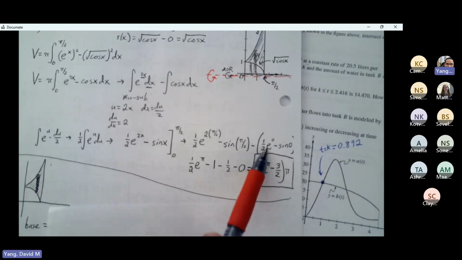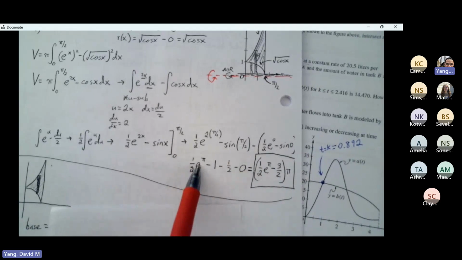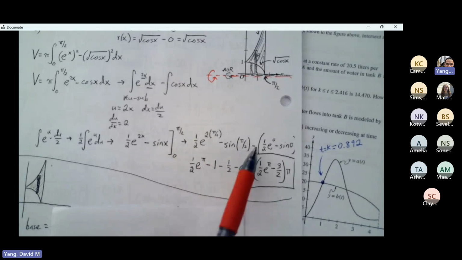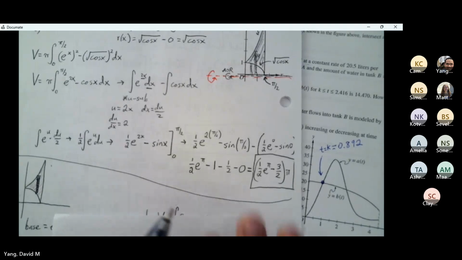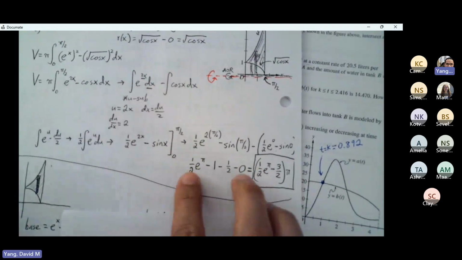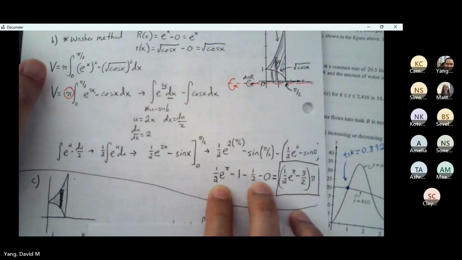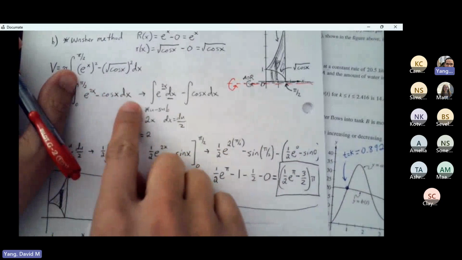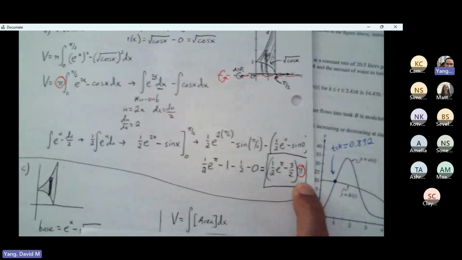Yeah, e to the 0 is 1, but there's a 1/2 in front of it. So 1/2 times 1 is 1/2. So we have 1/2 e to the pi minus sine of pi, which is minus 1, minus 1/2, minus 0. So this cleans up to be just 1/2 e to the pi minus 3/2. Now, we don't want to forget that there's still this pi sitting out in front. All this is just the result of the integral, but don't forget about the pi that has to tag along with your answers for the disk and washer method.